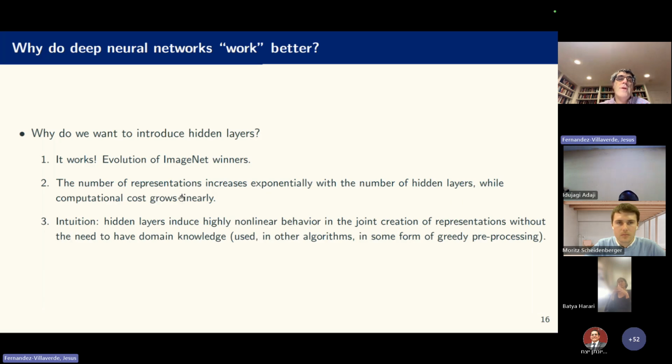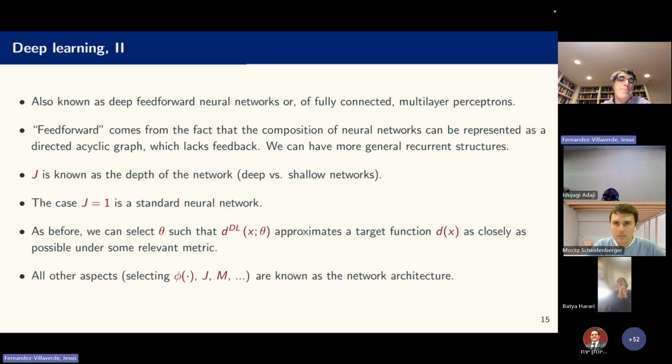But then, of course, mathematicians and computer scientists went back to the whiteboard and asked themselves, why is it the case that having multiple layers works better? And very soon they realized that the number of representations that we have increases exponentially with the number of hidden layers, while the computational cost only grows linearly.